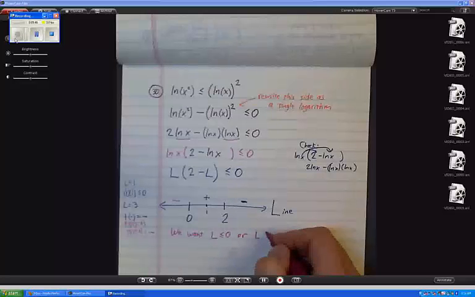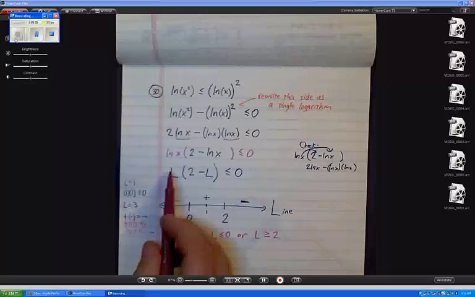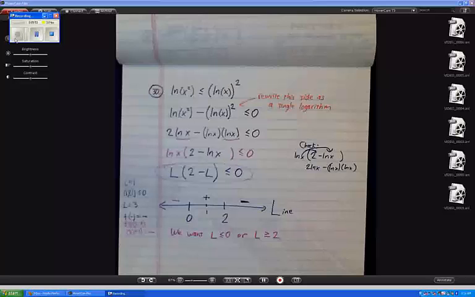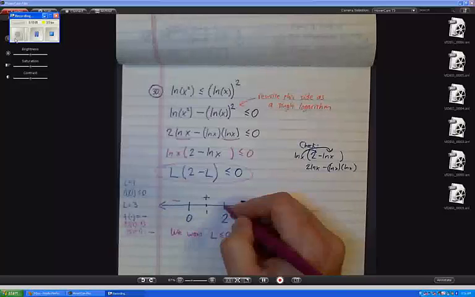Greater than or equal to 2. That's right. If we want to satisfy this inequality, this is what I want. Question, go ahead. Yeah, but it does say less than or equal to. So I think these are okay, right? I mean, we want to include those.